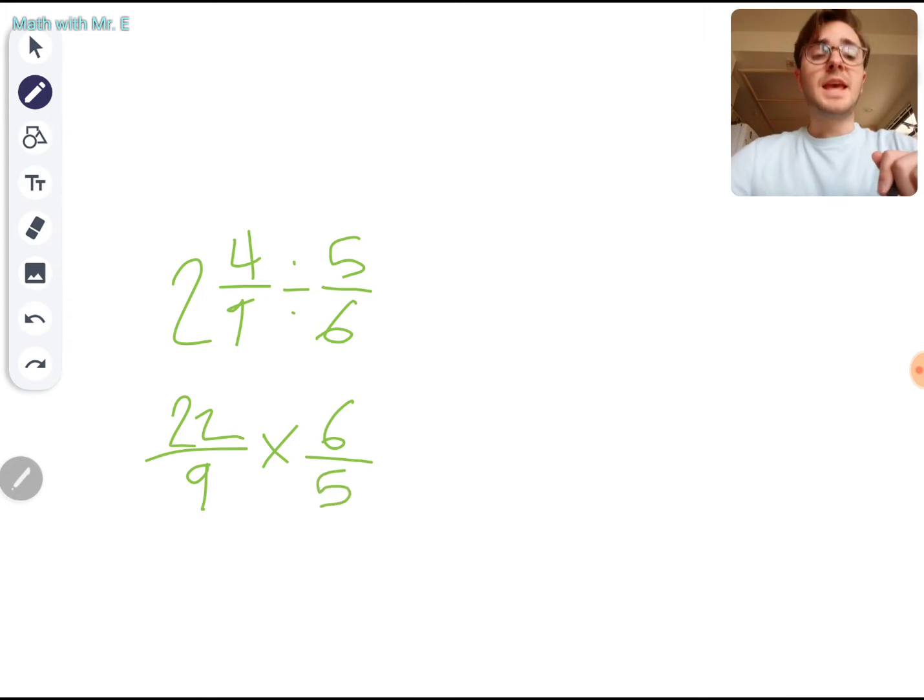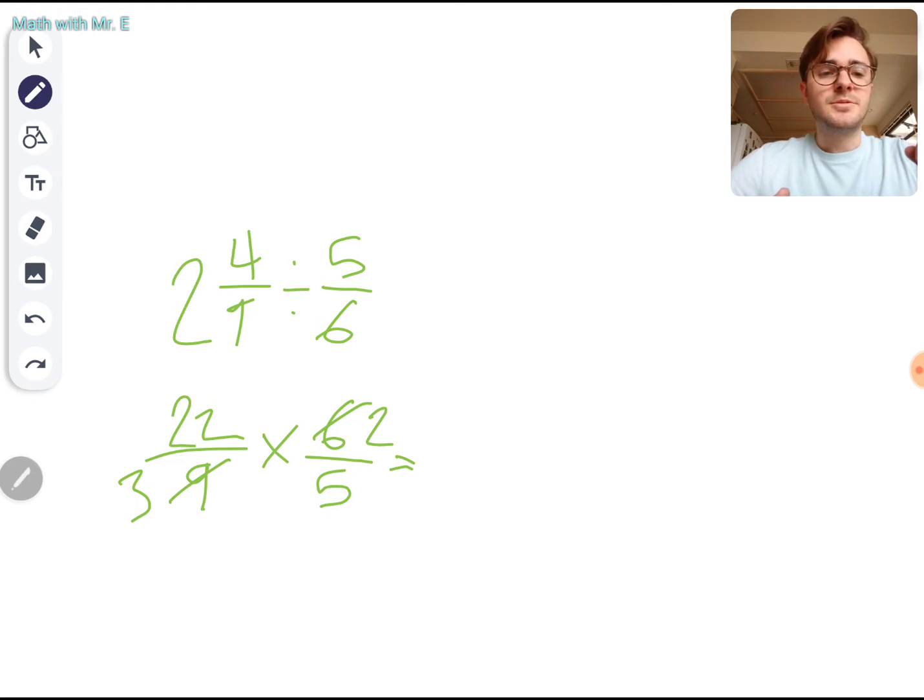Alright, and in this case we can simplify beforehand. So 9 and 6, hopefully we all see that we can divide those both by 3. 6 divided by 3 is 2, and 9 divided by 3 is 3. So now we've got 22 times 2, which is 44, and 3 times 5, which is 15.